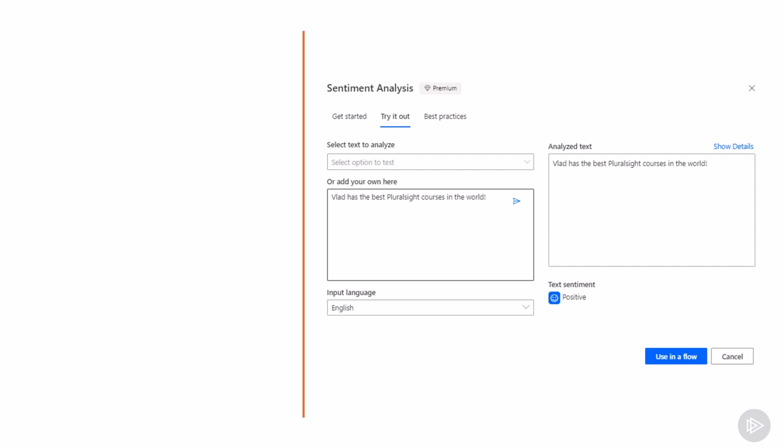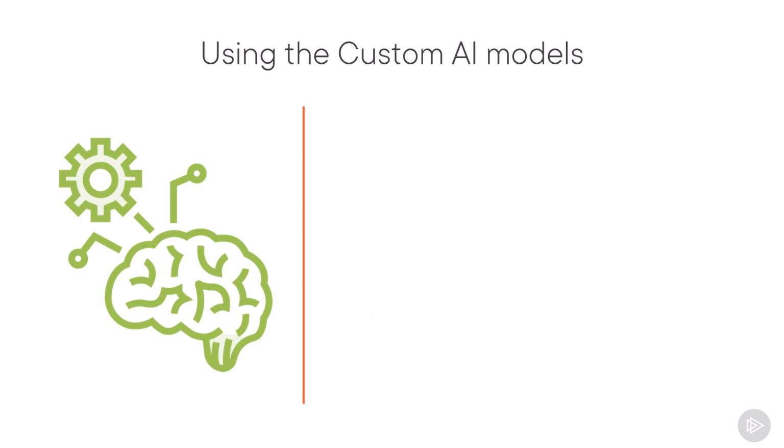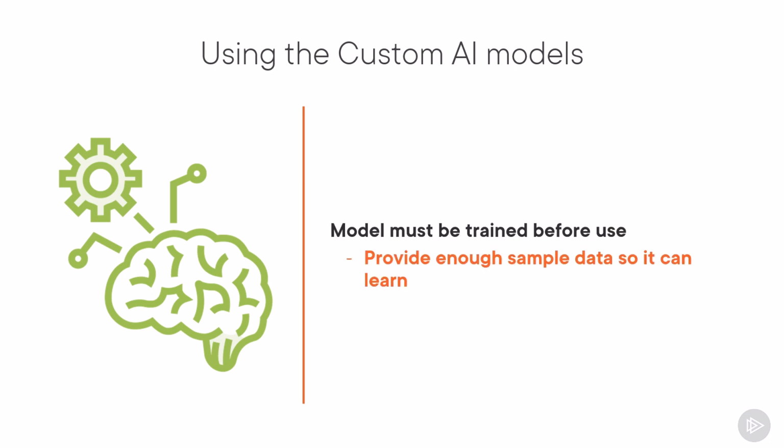For some models, you can even test it before deploying it, such as the sentiment analysis one. You can pick from a pre-built Microsoft text, or even add your own text and see what the result would be. With custom AI models, it will take a bit more time as the model must be trained before it can be used. In order to train a model, you will need to provide it with enough sample data so it can learn how to interpret it.